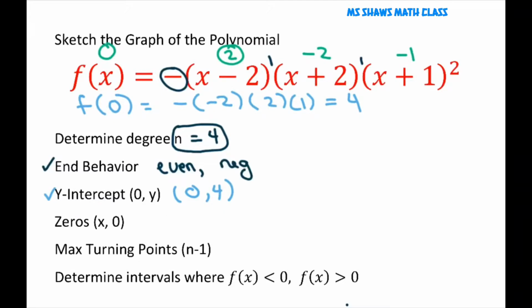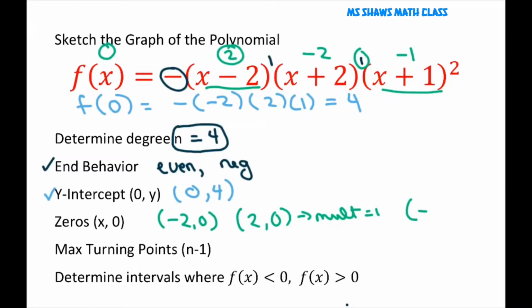So we have negative 2 comma 0 that has a multiplicity of 1. And this one has a multiplicity of 1. So that's going to be 2 comma 0. Both of those have multiplicity of 1. And this one, negative 1 comma 0, has a multiplicity of 2. And we need to know if it crosses the x-axis or not. The maximum turning points is our n, which is 4, minus 1, which equals 3.